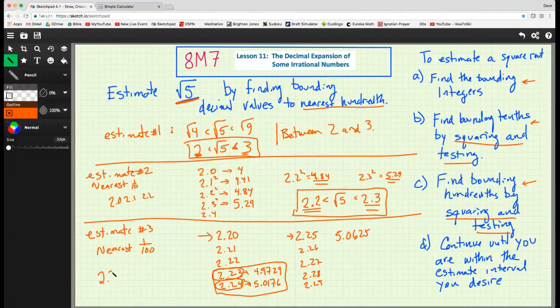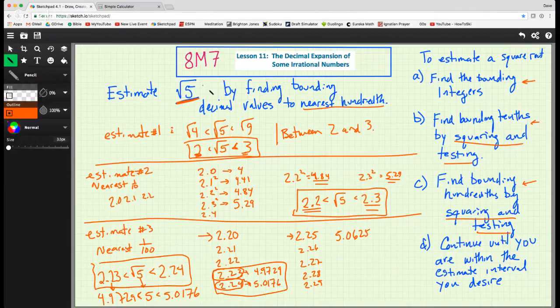So 2.23 is less than the square root of 5, which is less than 2.24. So we have our bounding numbers to the nearest hundredth, because we know that this squared is 4.9729, and that squared is 5, because the square root of anything squared is itself, which is less than 5.0176. So hopefully this makes some sense to you.